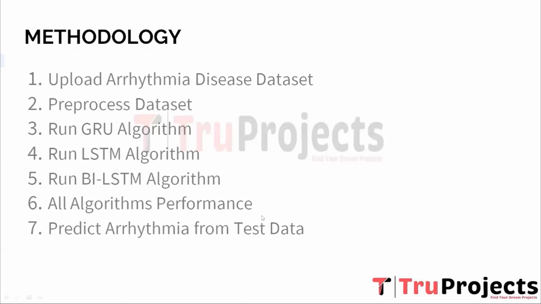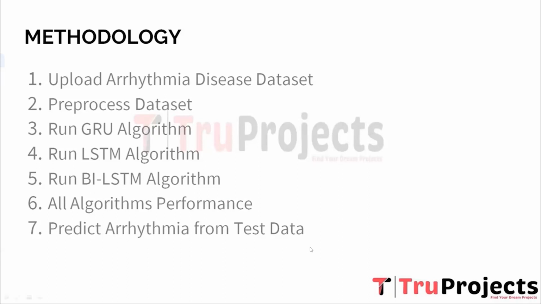Sixth, all algorithms performance. After training and evaluation, the performance metrics of all three algorithms are compared. These metrics include accuracy, precision, recall, F1 score, and possibly others depending on the dataset's characteristics. Performance comparison helps in understanding which algorithm performs better in terms of correctly identifying arrhythmias and minimizing false positives or negatives. Seventh, predict arrhythmia from test data.